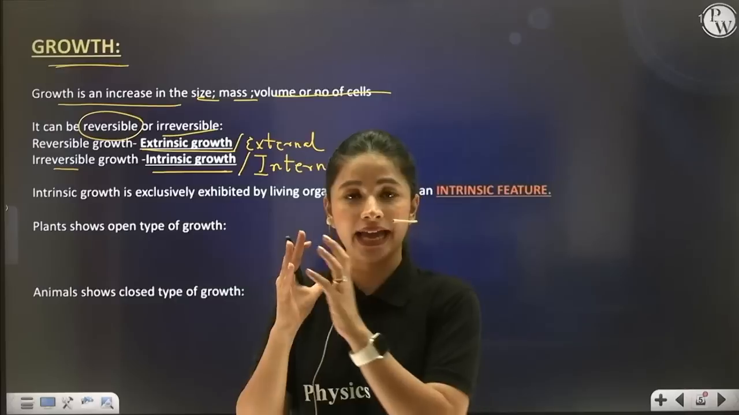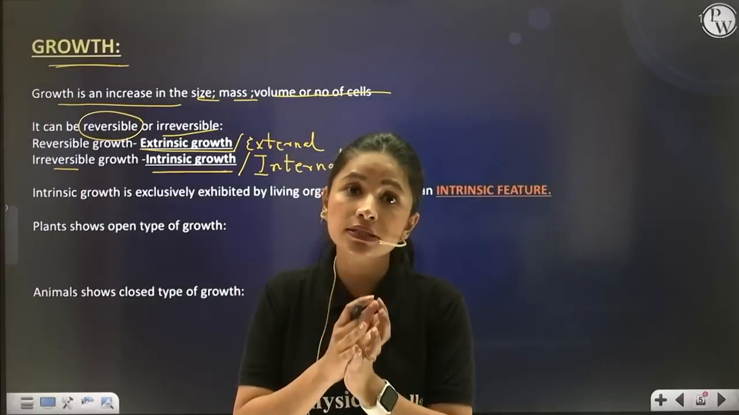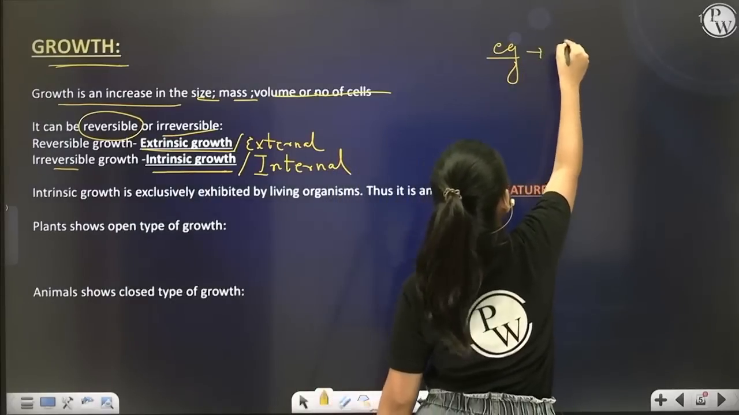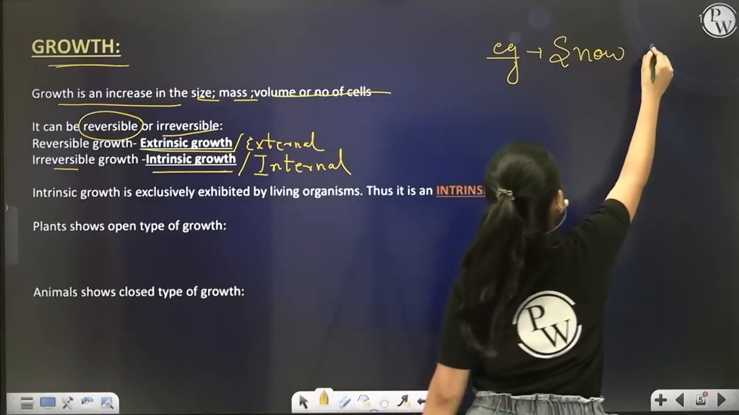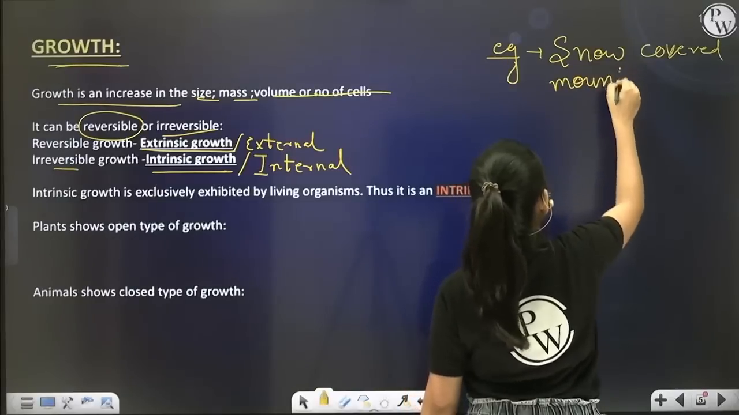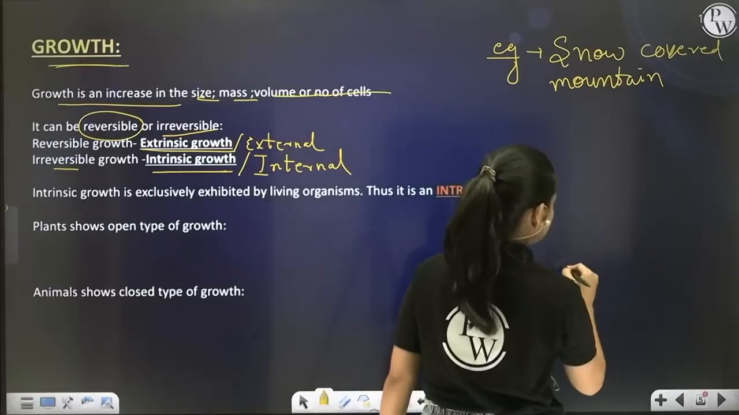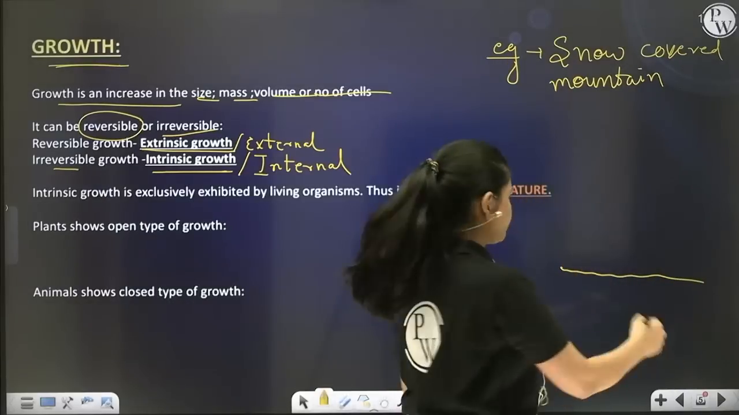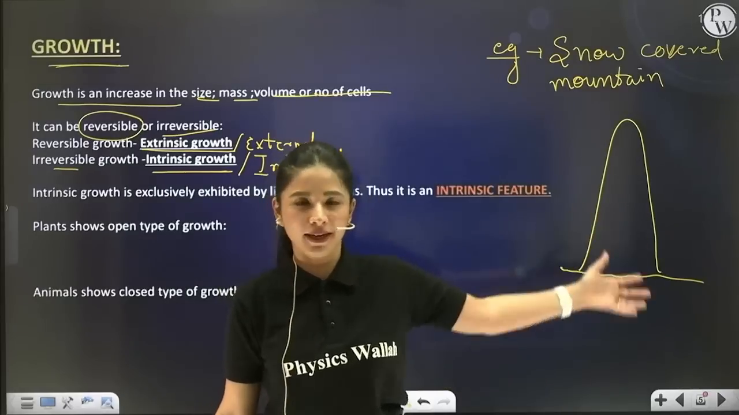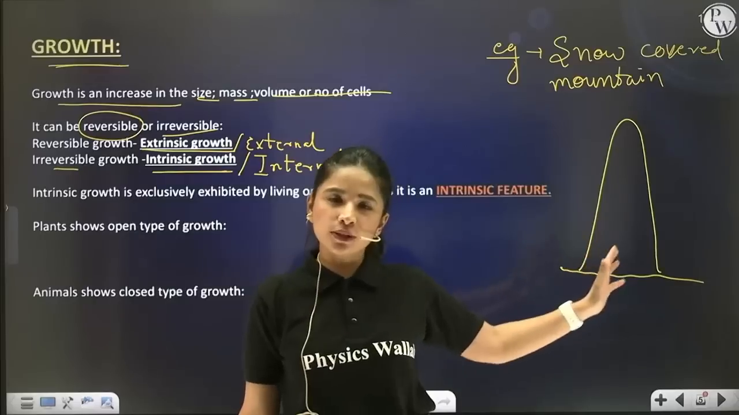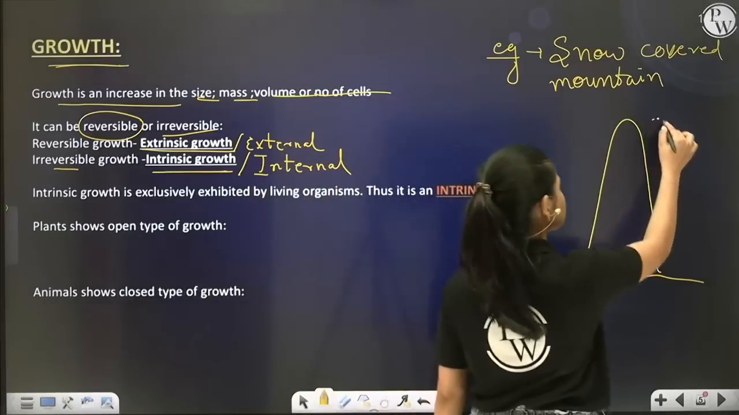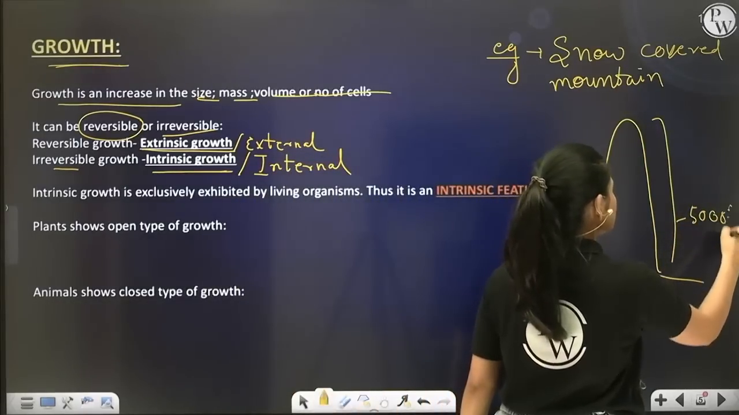Extrinsic is basically the external growth which is reversible in nature. Like for example, a snow-covered mountain. See, suppose this is the base of the mountain, right? This is the height, this is a natural mountain. Now, if Tenzing Norgay or anybody who likes to climb mountains goes to climb in summers, then the height of the mountain may be 5,000 feet above sea level.